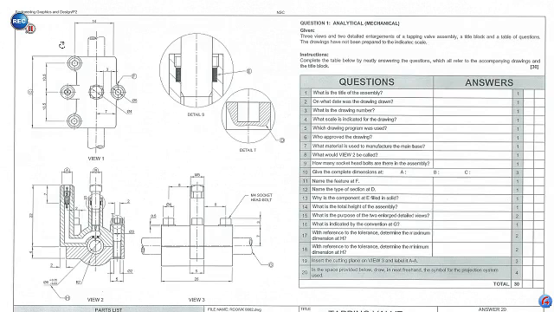Question number 9. How many socket head bolts are there in the assembly? You scroll down and you consult the part list again. You will find that component number 2 refers to the socket head bolt and the quantity would be 3. So 3 would be your answer. Number 10 requires the complete dimensions at A, B and C.